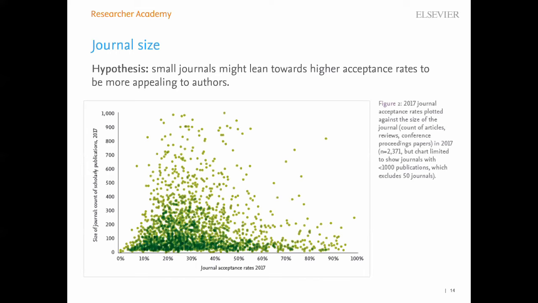Overall, though, there's no strong relationship between journal size and acceptance rate. In our data, the relationship between high acceptance rates and small journals is so weak as to almost be non-existent. For small journals in particular, those with fewer than 100 publications in 2017, we see that they span the full range of acceptance rates. Larger journals seem to have a slightly smaller but still wide range of acceptance rates, with most clustered between 10 and 60%.